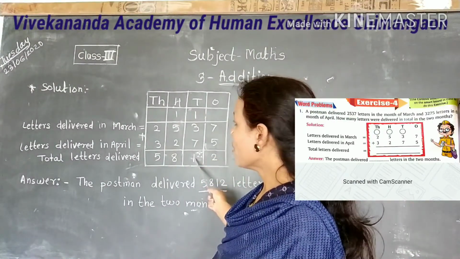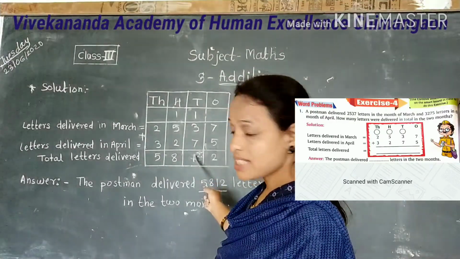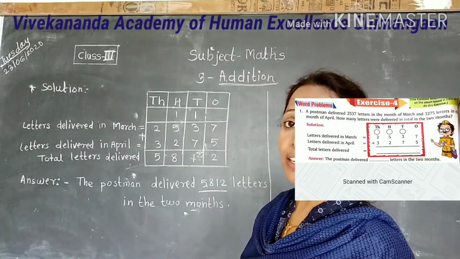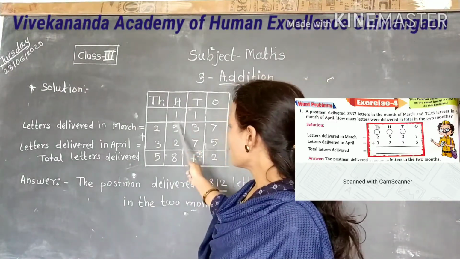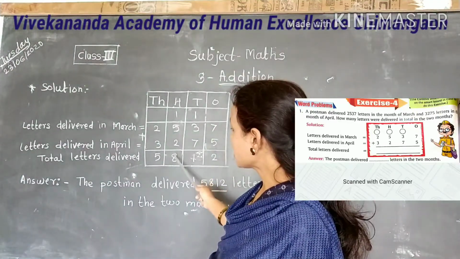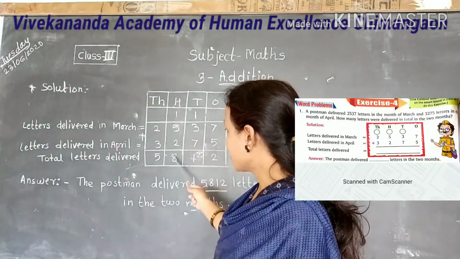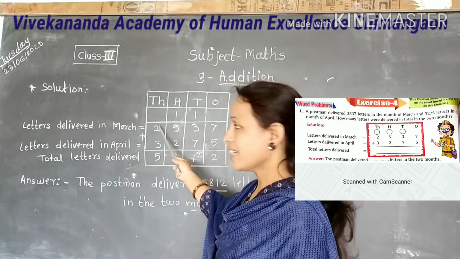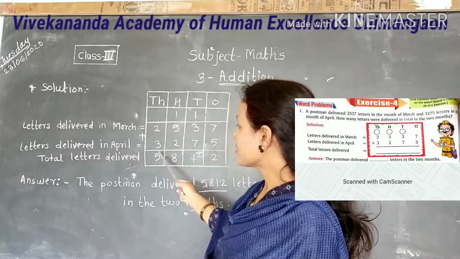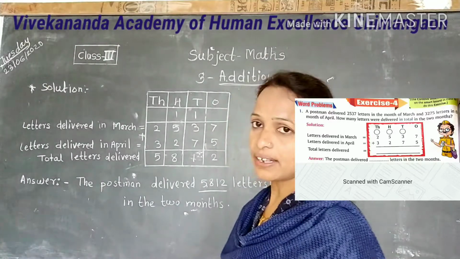We got 11 tens. 1 write in the tens place and carry over 1 to the hundreds place. Then add hundreds. 1 hundred, 5 hundreds and 2 hundreds add. So after adding we got 8 hundreds. So write in the hundreds place 8. And then add thousands. 2,000 plus 3,000, 5,000. In this way you have to add.